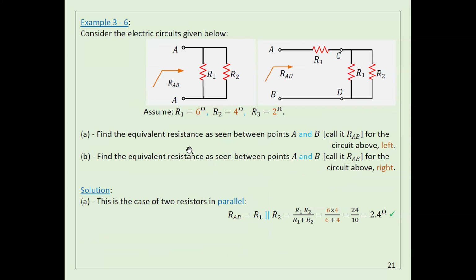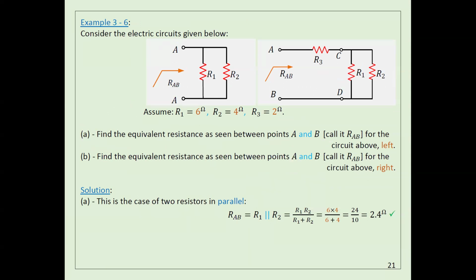Okay, so now I have several examples. I can give you some resistors, and then I'm going to ask you to calculate the total or the equivalent resistance. What is the equivalent resistance? If they are in series, you add the two resistors. If they are parallel, 1 over R equivalent equals 1 over R1 plus 1 over R2.